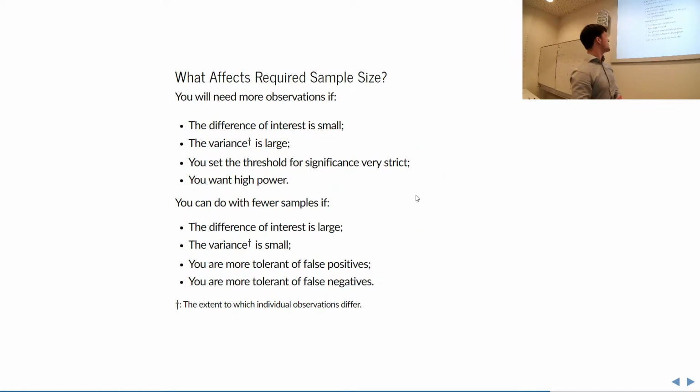Just a small summary. You need more observations if the difference of interest is small, and if the variance is large, which is the extent to which things differ from each other. If you set the threshold very strict, you need more samples, and if you want high power, you need more samples. The other way around, you need fewer samples. If the difference is really obvious, then you don't need many samples to see it. If the difference is very precise, there's no overlap between distributions, then you don't need many samples. And if you're more tolerant of either error rate, then you can also deal with a smaller sample size.